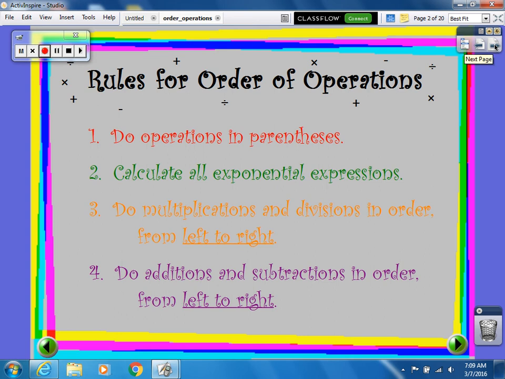All right, so the rules for order of operations: the first thing you want to do is do the operations in parentheses first. Second is calculate all exponential expressions. The third is to do the multiplications and divisions in order from left to right, which means if there's only multiplying and dividing, you just start at the left and work your way right. The fourth is to do addition and subtraction in order from left to right. Go ahead and pause the video and get this copied down.